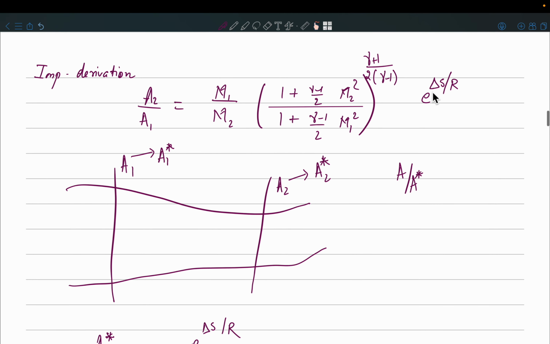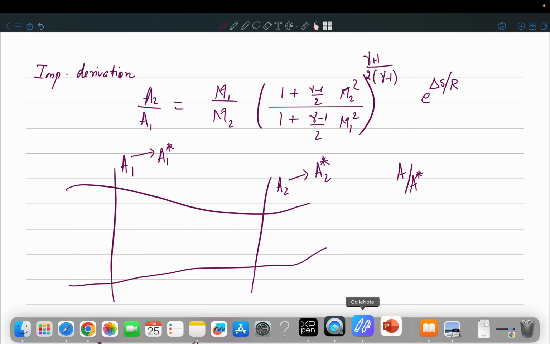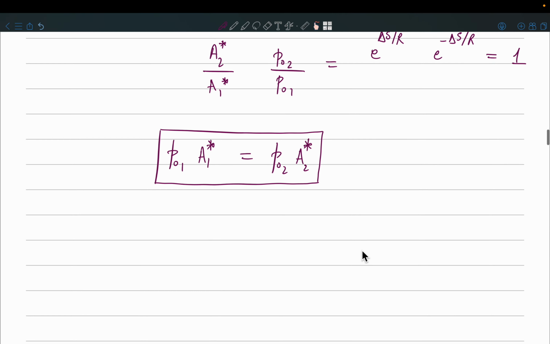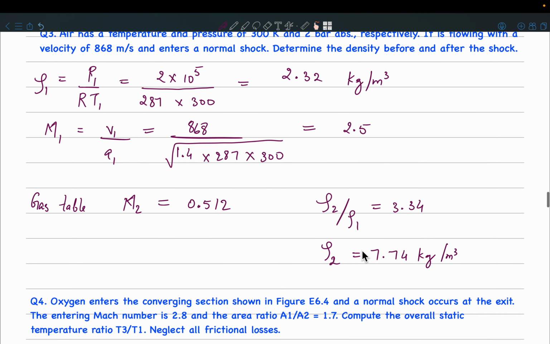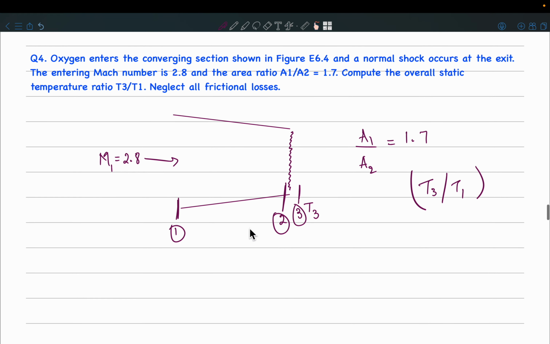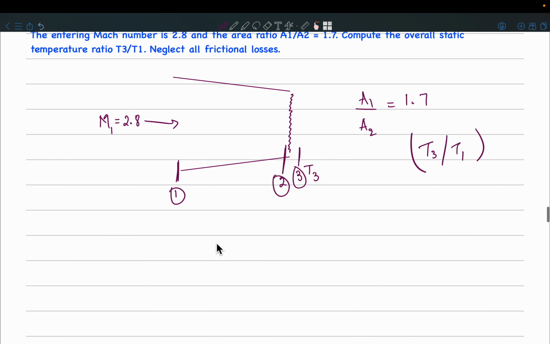You can't use this because delta S is there and we don't know anything about delta S. Although you can take it to be 0 because you can assume the flow from 1 to 2 to be isentropic. Okay, so you can use that equation also. But it would be better if we use the A by A star relation. And if you go to your gas tables, for every Mach number you have A by A star, isn't it?